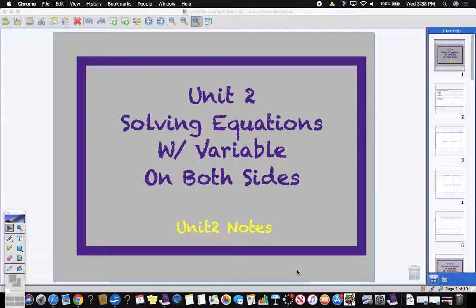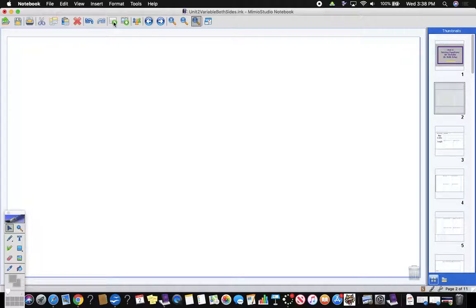This lesson in Unit 2 is called Solving Equations with a Variable on Both Sides. We've had a lead up to this lesson so far, and already we've had equations that we've called two-step equations. For example, if I had 2f minus 3 equals a negative 7. These are called two-step equations because it takes 2 steps to solve them. And remember, when you're solving two-step equations, you always do the addition and subtraction first.